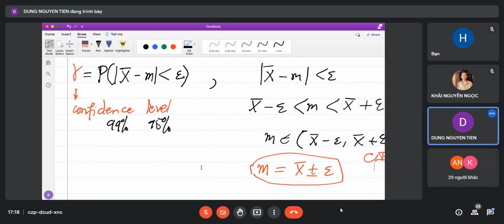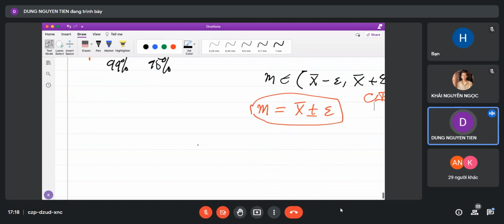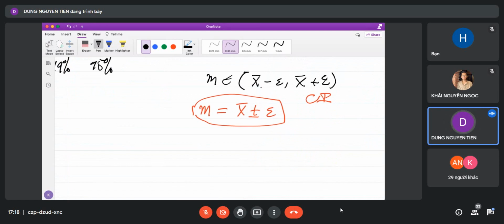Now I want to go back to this. How can we determine epsilon? If you can find epsilon, you can find this interval, right?